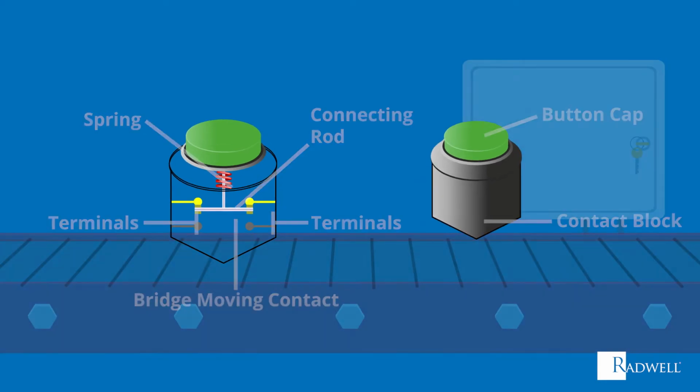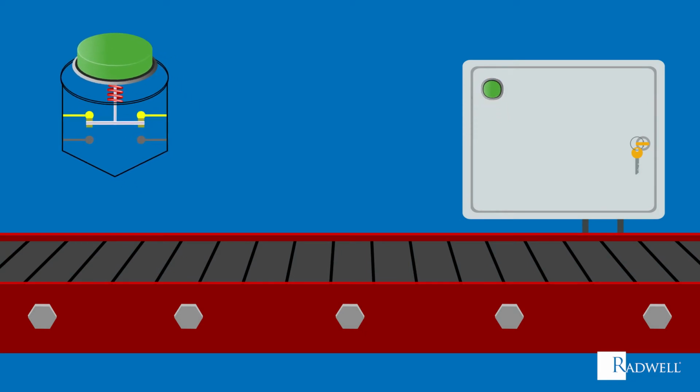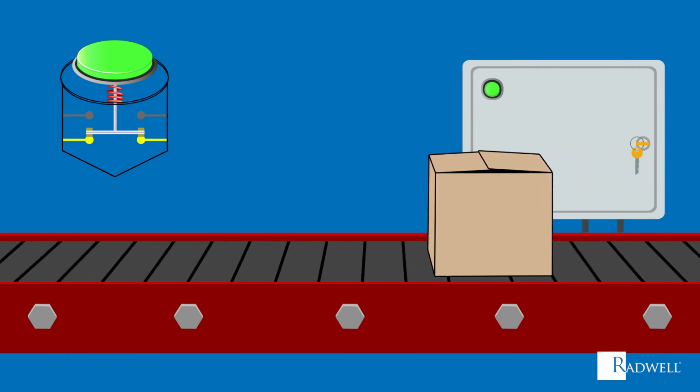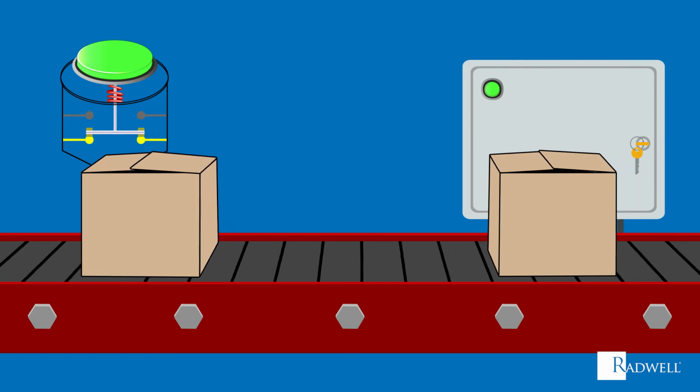Now that we've reviewed the basic components of a push-button, let's talk about how they operate. Typically located on the front of a control panel, the device operates as follows. The operator will put pressure on the button cap and press the button down, turning the machine on or off. What's most important to understand is what occurs on the inside of the device.